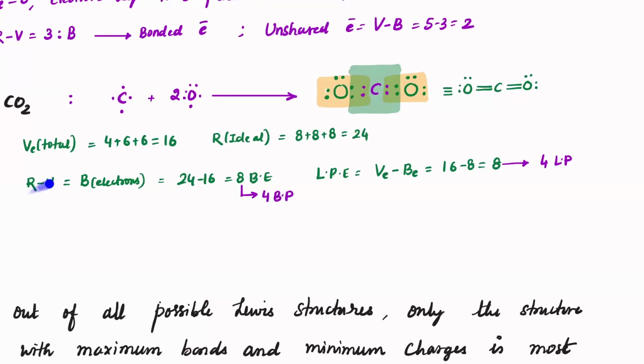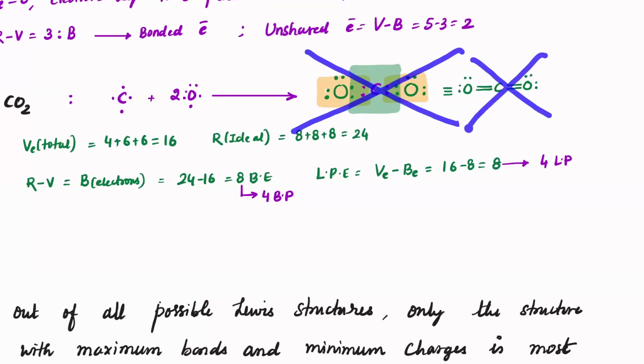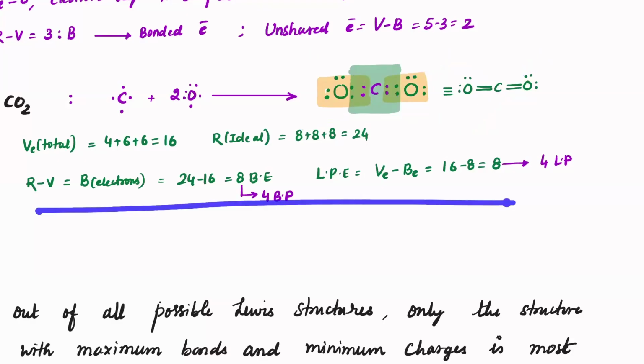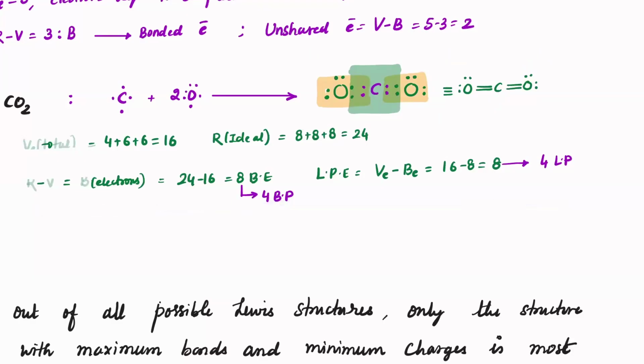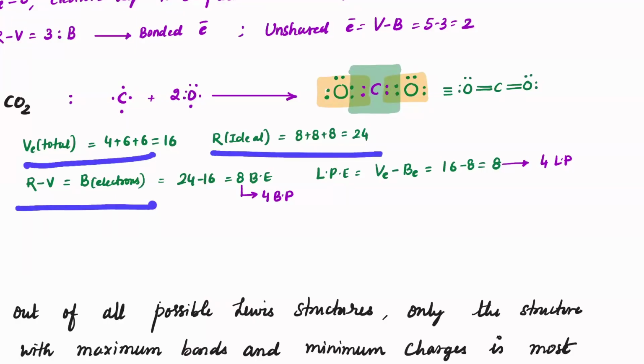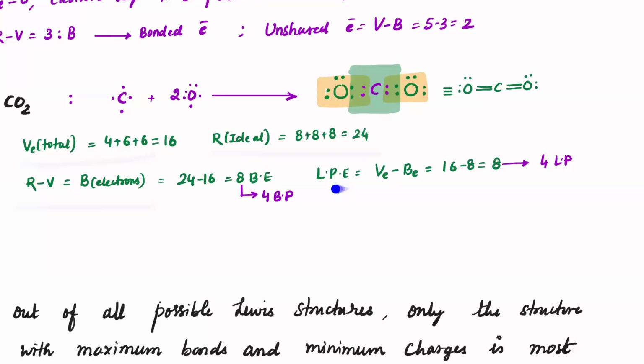So even if, suppose, you didn't know how to make the correct structure, no worries, just use this basic maths. Find out the total number of valence electrons, how much is ideally required, and identify the bonded electrons present here. Then you will get to know how many lone pair electrons are present. Now you redistribute everything.